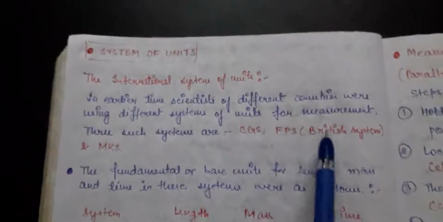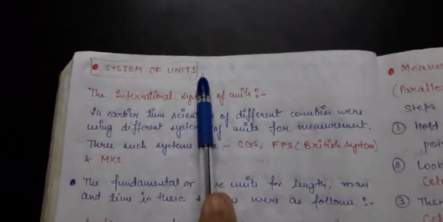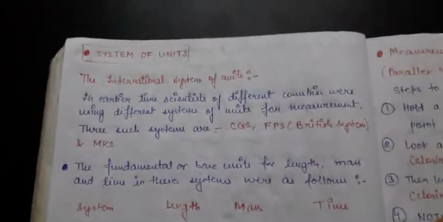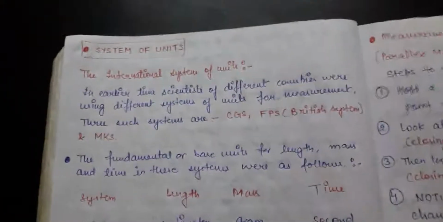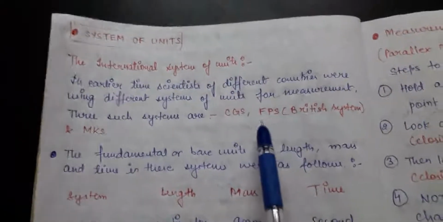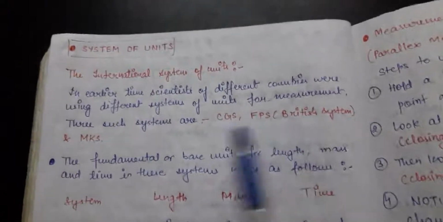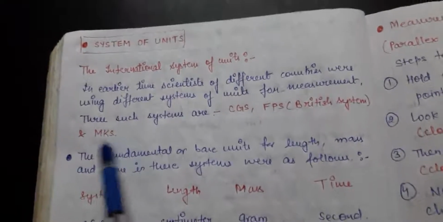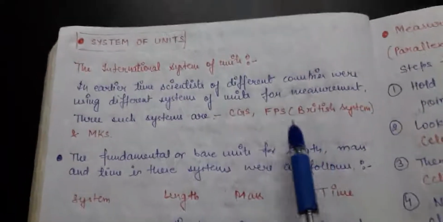So this is our next topic, which is related to the theoretical part of physics, that is system of units. What do you mean by system of units? In earlier times the scientists of different countries were using different systems of units for measurement. There were three such systems known internationally: CGS, FPS, and MKS. The FPS system was used by the British, and MKS was broadly used, but in some countries they were using the CGS system.